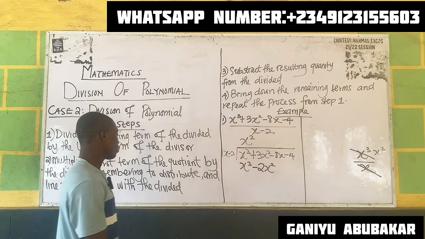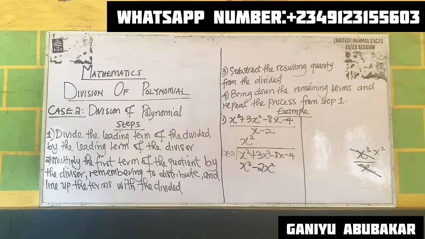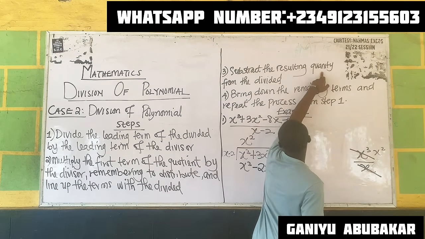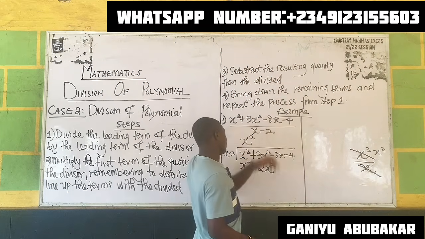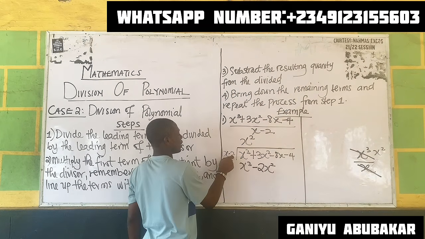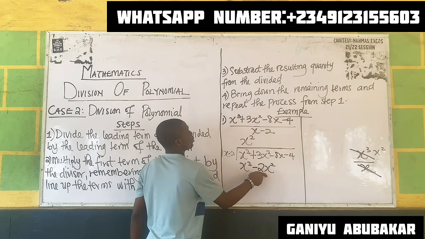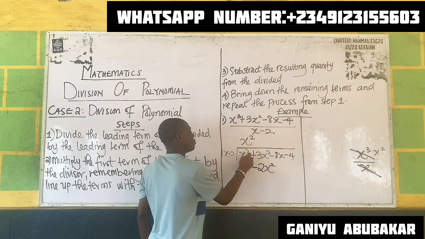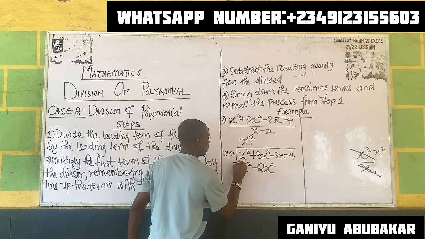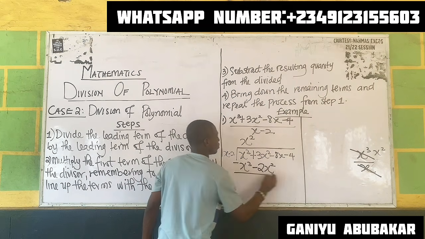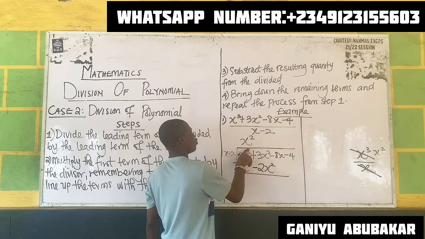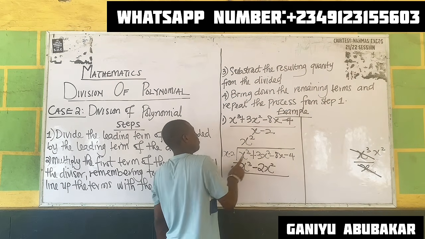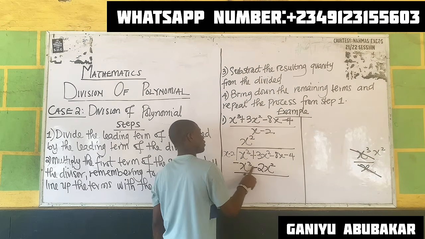All right. Your next step is to subtract the resulting quantity from the dividend. So after multiplying, I have this. This is my resulting quantity. I'm going to subtract this resulting quantity from this. If I subtract, what do I get? x cubed minus x cubed, that's 0, it's gone. Plus 3x squared, minus minus is plus. So minus minus gives you plus.